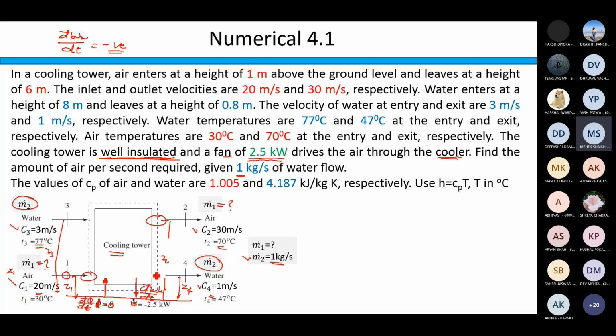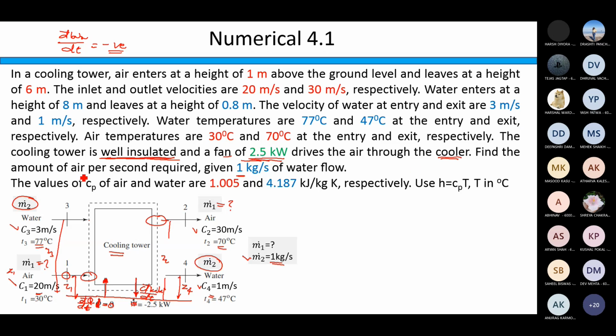See, in this device, you are supplying the work from outside. That's why this minus sign is there. So I'm trying to explain this d bar wx by dt. This term is negative because this is not a power producing device. Actually, it is consuming energy from outside. You are forcing the air through the cooler, no? If this would have been a turbine, then this term would be positive because you are extracting work from your fluid, right? But here it is happening in the opposite sense. So that's why these words are important: fan of 2.5 kilowatt drives the air through the cooler.